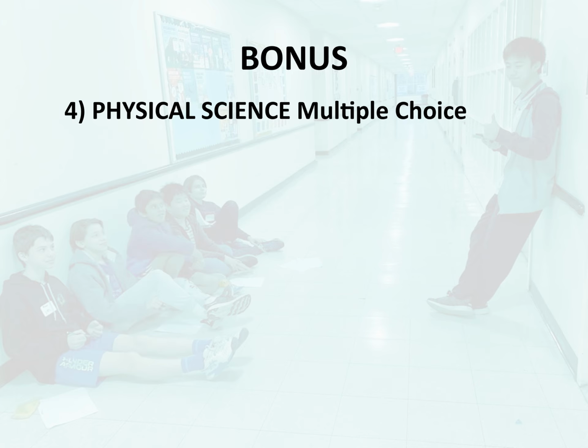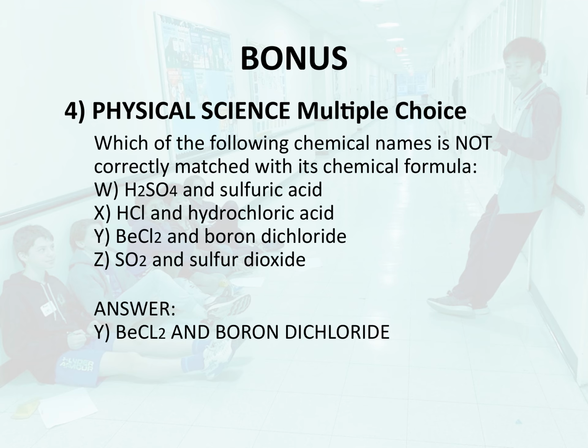Bonus 4. Physical science. Multiple choice. Which of the following chemical names is not correctly matched with its chemical formula? W. H2SO4 and sulfuric acid. X. HCl and hydrochloric acid. Y. BCl2 and boron dichloride. Z. SO2 and sulfur dioxide. Answer. Y. BCl2 and boron dichloride.